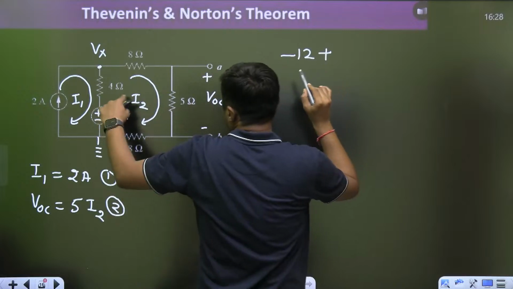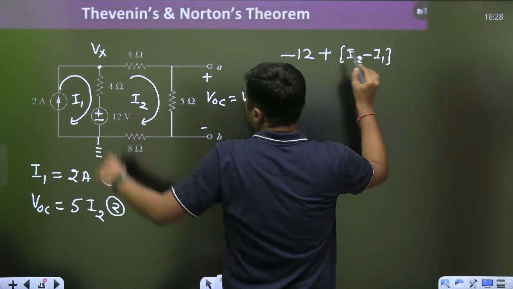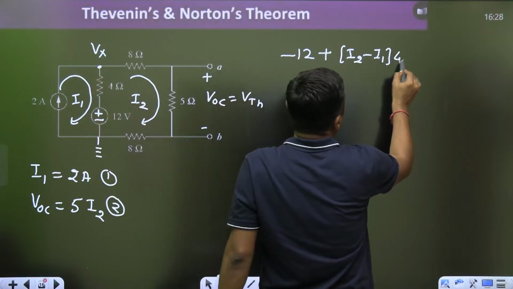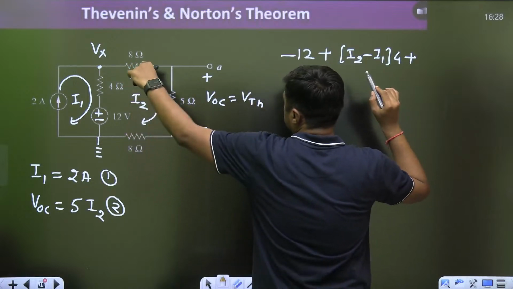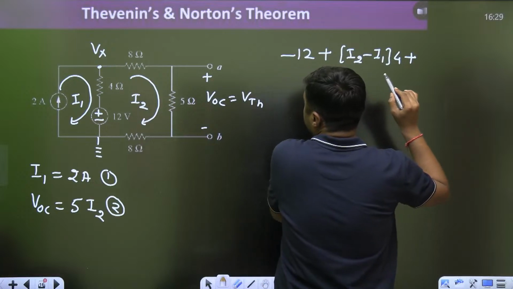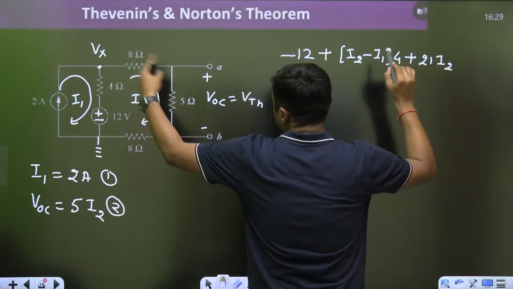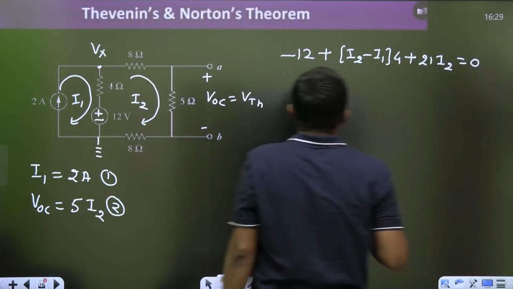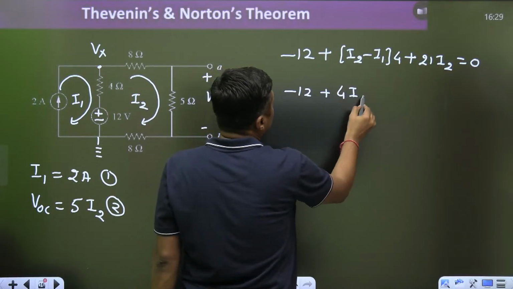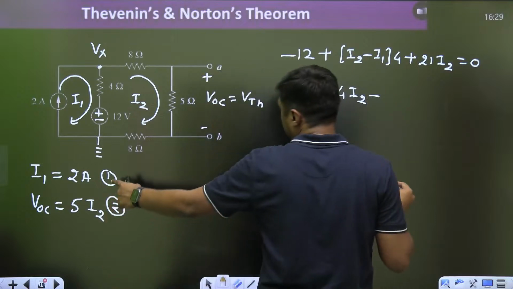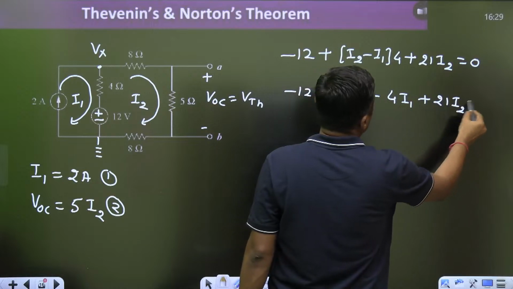plus, what is the current here? I2 minus I1 into what? 4 plus 8 plus 5 plus 8. 8 plus 8, 16 plus 5, 21 times of I2, and that KVL is over, is equal to 0. Now this is minus 12 plus 4 I2 minus 4 I1. What is the I1 here? 2. 4 I1 plus 21 times of I2 is equal to 0.